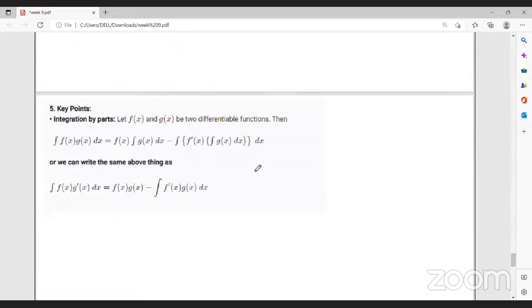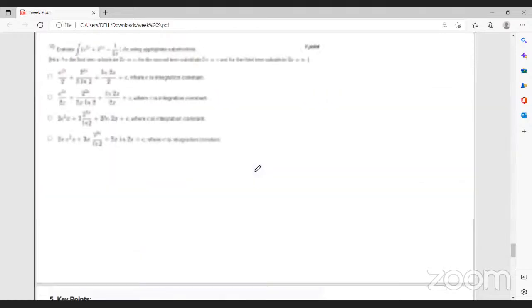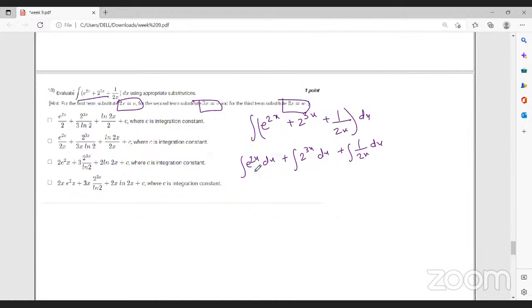Can you please scroll up so I can take a screenshot of the question? The question is there. You can see solve with us, question number 10.